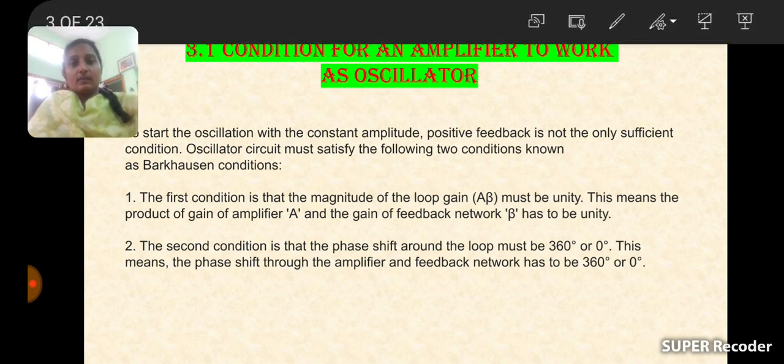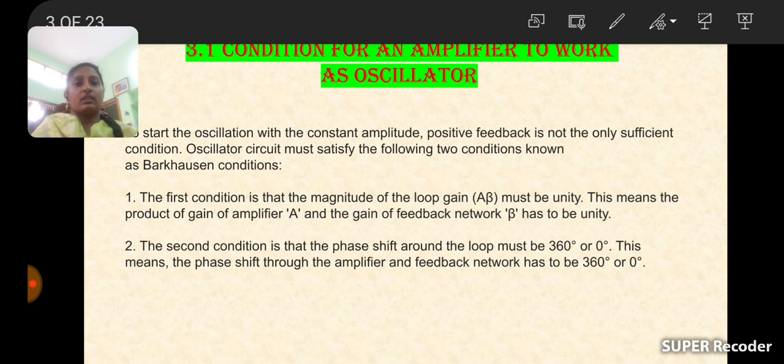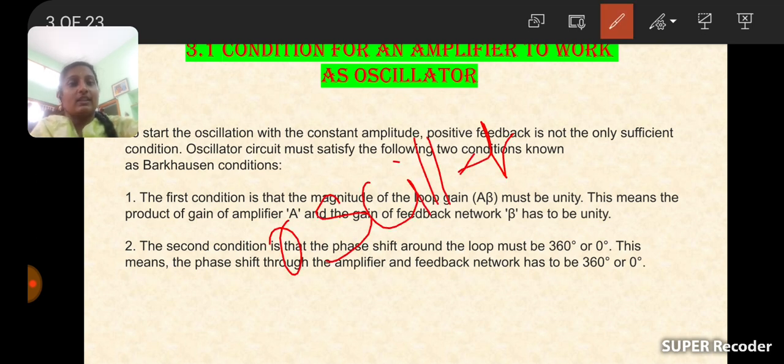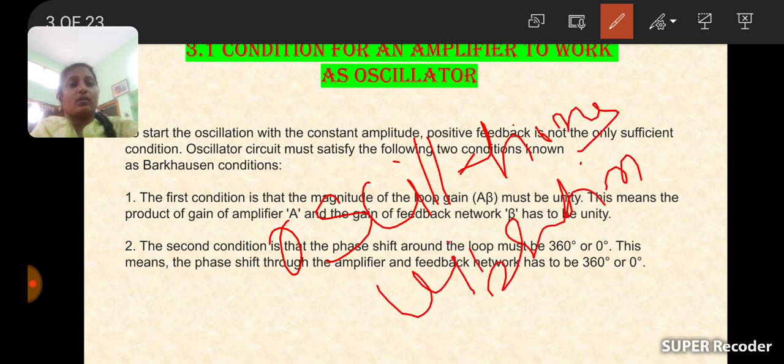And now, coming to today's topic, that is the oscillator. The name itself indicates it is used to produce oscillations. What is the main function of an oscillator? It is an electronic device which is used to produce oscillations. Oscillation means what? Vibration. Vibration means what?